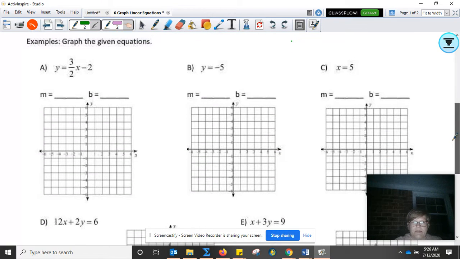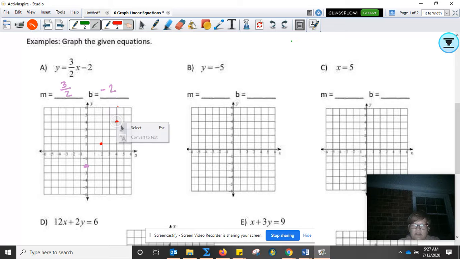So, example A. y equals 3 halves x minus 2. Your m is 3 halves. Your b is negative 2. So graph your b first. So I'm going to go down 2. Then from that point, I'm going to graph my slope. And my slope is 3 halves. So I'm going to rise 3, 1, 2, 3. Run 2.